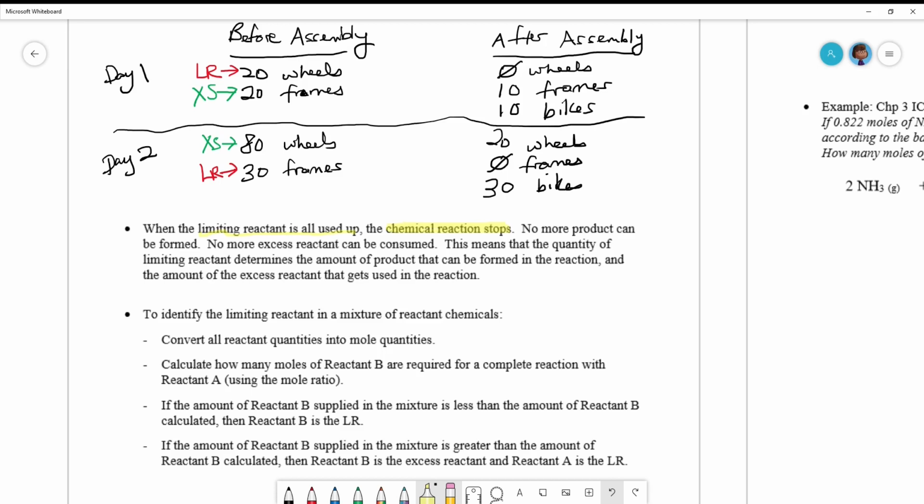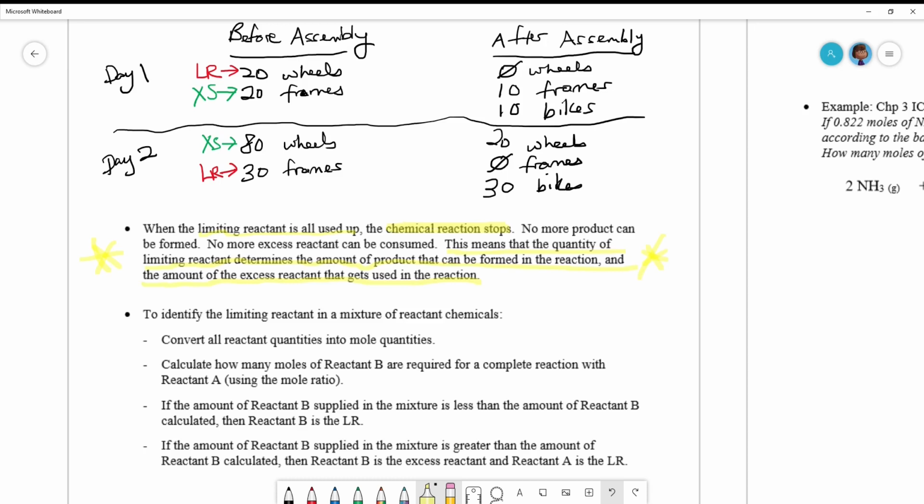And this is the real key here: the quantity of limiting reactant ultimately controls everything. It controls the amount of product that can be formed in the reaction, and it also controls the amount of excess reactant that gets used. Okay, so let's star this. Little stars here.